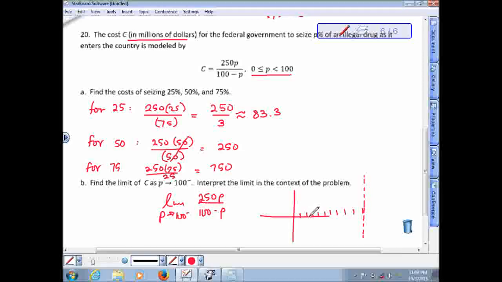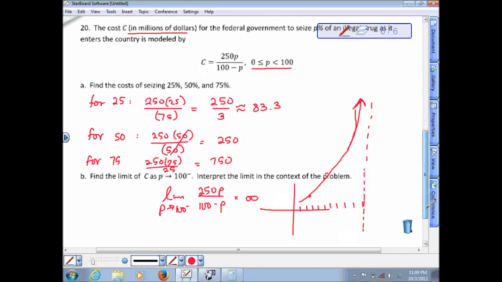So at 25%, which was about right here, they were at 83 million. At 50%, they were at 250. At 75%, they were way up here. So the costs are going to, as the graph approaches this vertical asymptote of 100, where's the graph heading to? The answer is it's heading to positive infinity. So the answer to this is infinity.